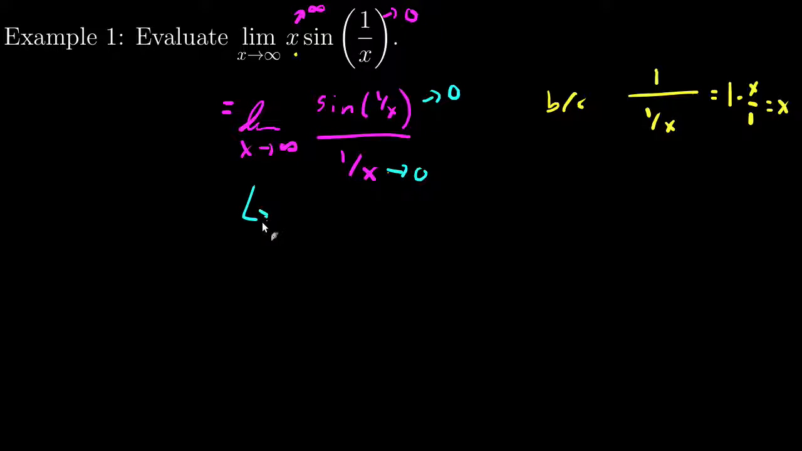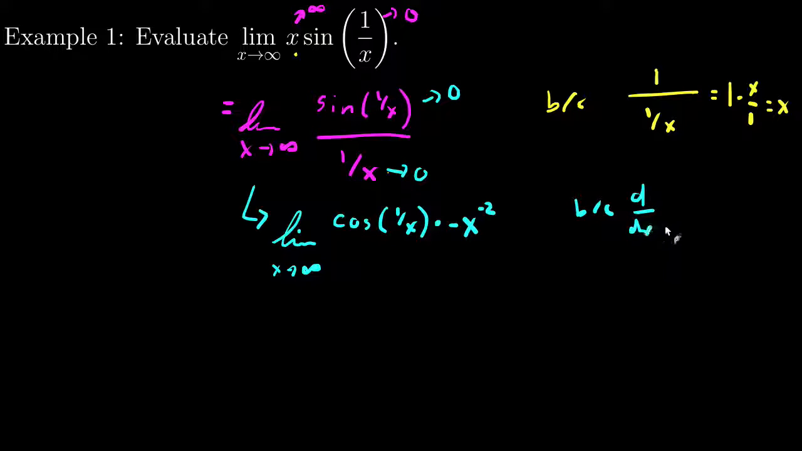I can use L'Hopital's rule and rewrite this as the limit as x approaches infinity. I take the derivative of the numerator. The derivative of sine is cosine. So I have cosine of 1 over x. The derivative of 1 over x is negative x to the negative second. I put a little aside here. So the derivative with respect to x of 1 over x is equal to the derivative with respect to x of x to the negative first, which is, I bring the negative 1 to the front and subtract 1 from the exponent.